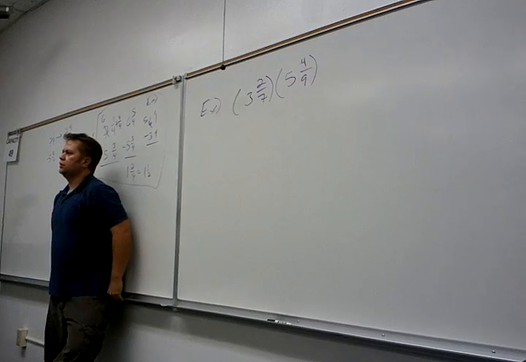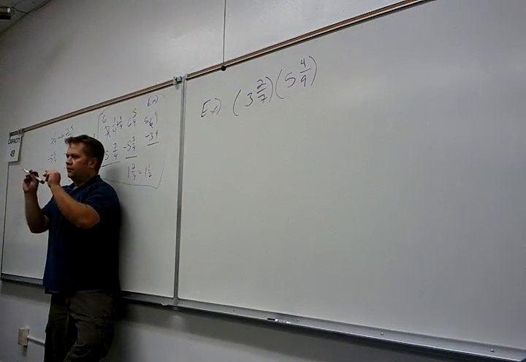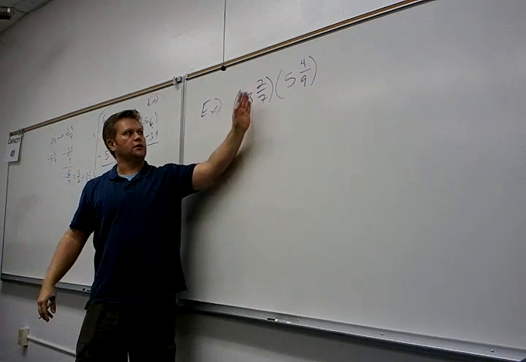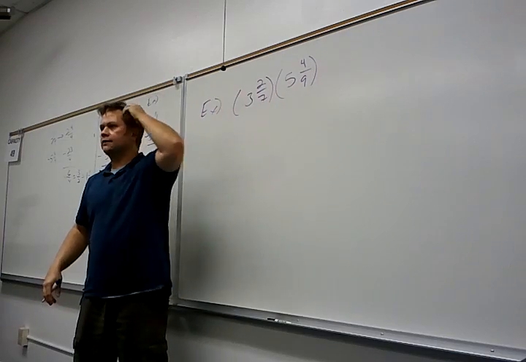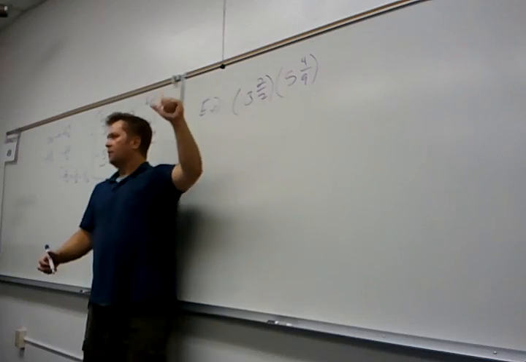All right, so what's the operation here? Multiplication. Now, here's the thing about this. If you think you could just do 3 times 5 and then 2 7ths times 4 9ths, let me really show you what's going on with this problem.